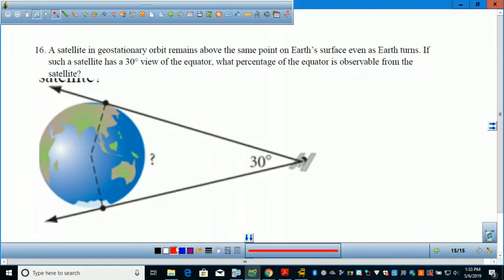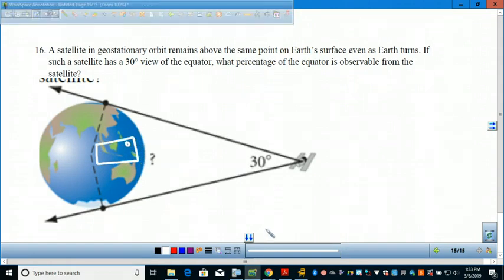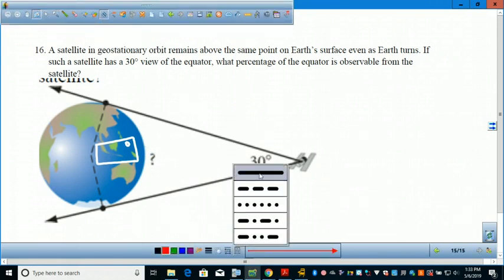So it's 60. It's 60. You guys, that's step 1. You need to find that angle there. So what theorem is going to help us find that there?